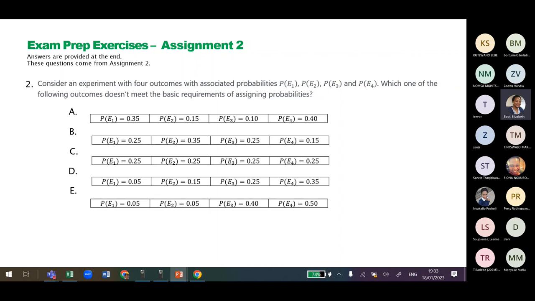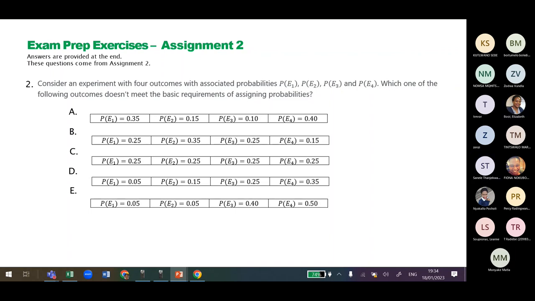Consider an experiment with 4 outcomes with associated probabilities: the probability of event 1, probability of event 2, probability of event 3, and probability of event 4. Which one of the following outcomes does not meet the basic requirement of assigning probabilities? Now, you need to think carefully when you look at this. Ask yourself this question. Knowing the basic concepts of probabilities, what is the most important thing that you always need to remember and validate? If you have different probabilities, the sum of all probabilities should be equals to?